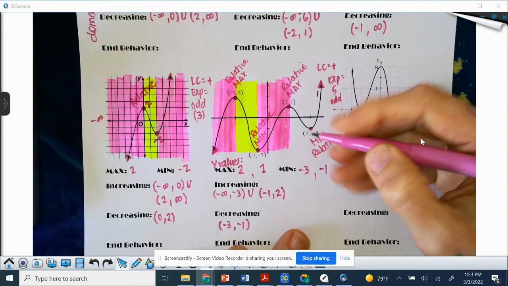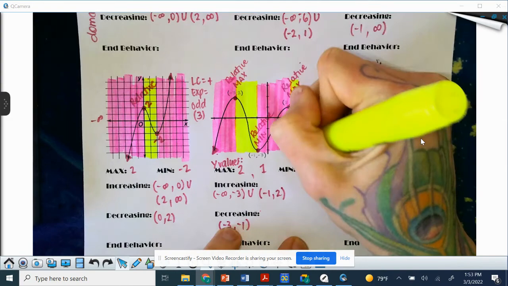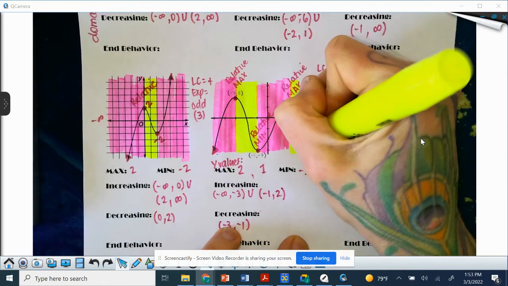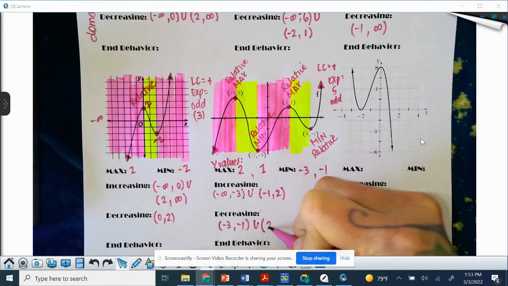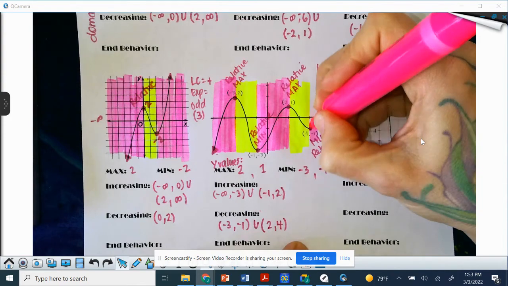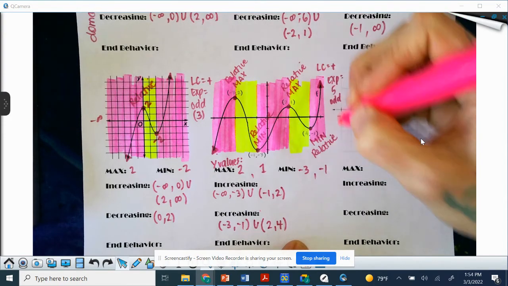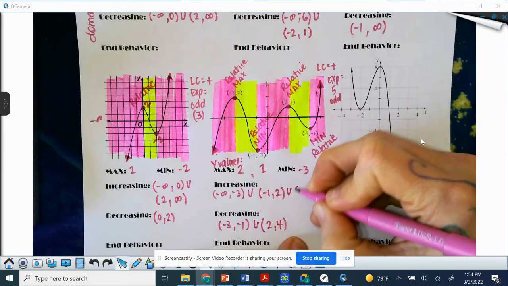So now we're going to start going down again at 2, all the way over to 4. Again, we're using our x values, so from 2 to 4. And last but not least, you're going to start going up again at that 4 until positive infinity, because you have that arrow again. So increase again from 4 to positive infinity.